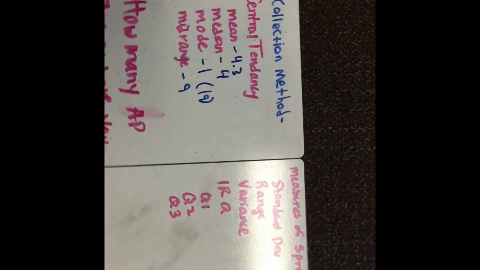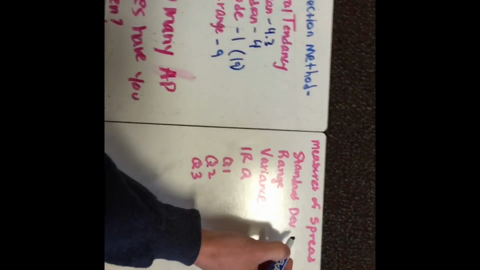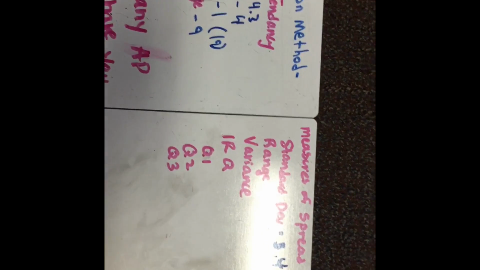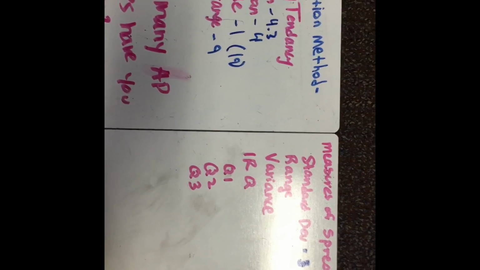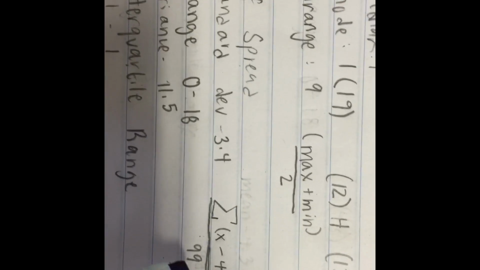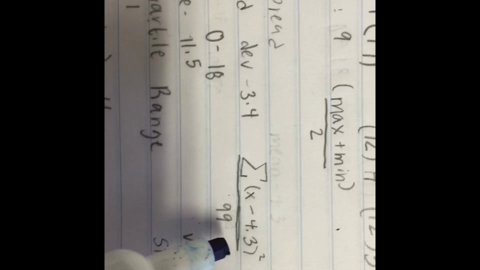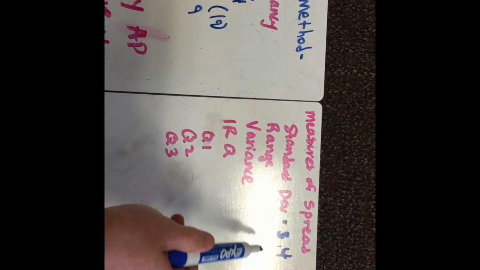And then for the measures of spread, there was a standard deviation of 3.4, and you find that out by taking each individual value and subtracting it from the mean, and then you square each value. And then you take the sum of all the values and divide it by the amount of values you have minus 1. And then that gets you your variance, and then you take the square root of that, and that gives you your standard deviation. So the standard deviation is 3.4, like it says here.